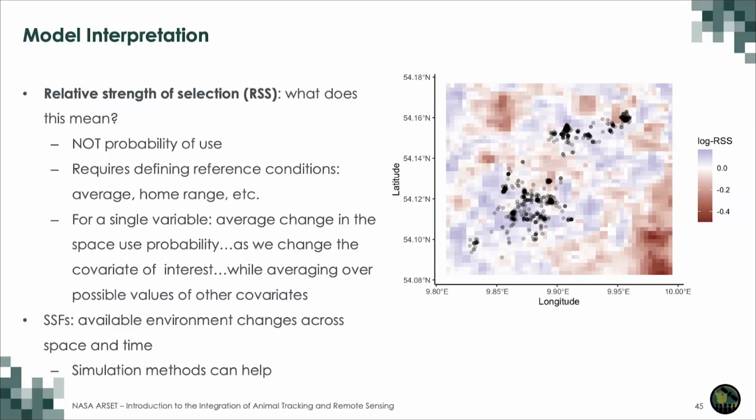And there's a lot of active research going on to be able to create these more intuitive probability of use metrics. And these are often based on simulation methods. For example, simulating animal movements starting at a given location over and over again to see where those animals go.